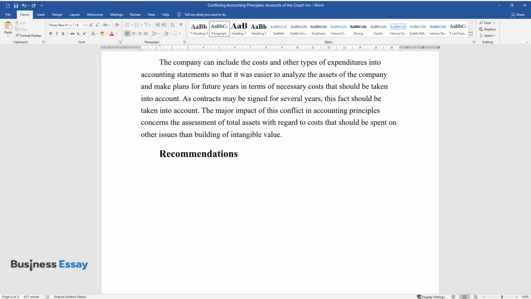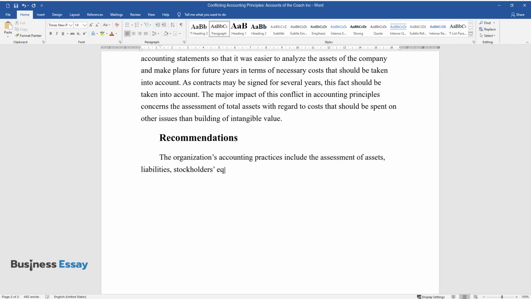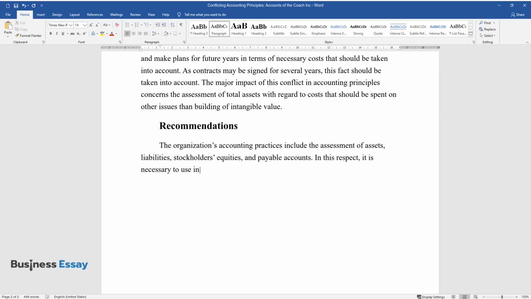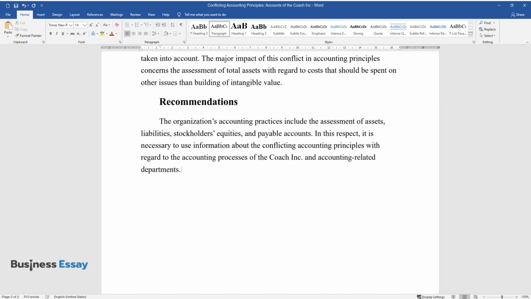Recommendations. The organization's accounting practices include the assessment of assets, liabilities, stockholders' equities, and payable accounts. In this respect, it is necessary to use information about the conflicting accounting principles with regard to the accounting processes of the Coach Incorporated and accounting-related departments.